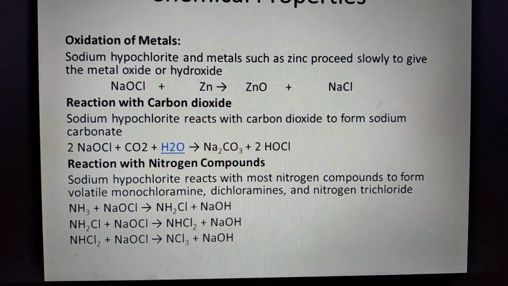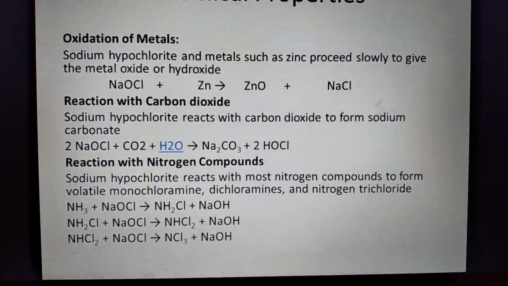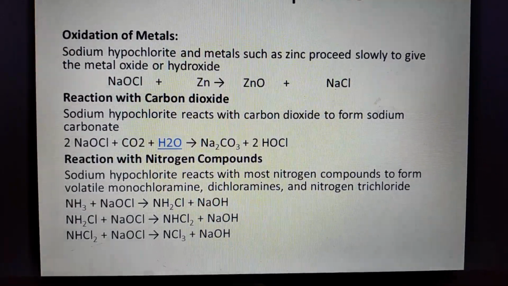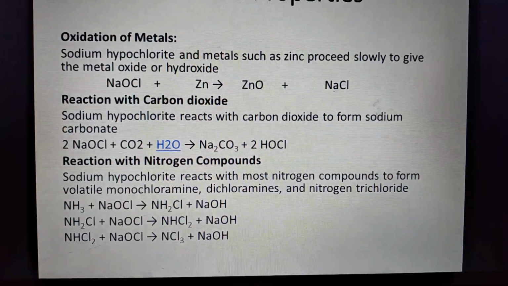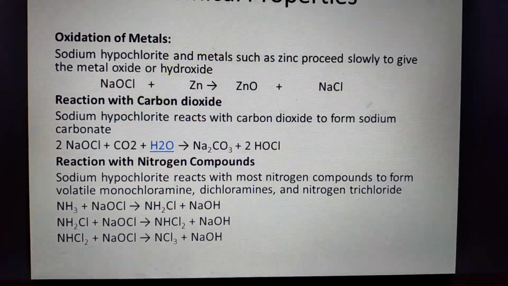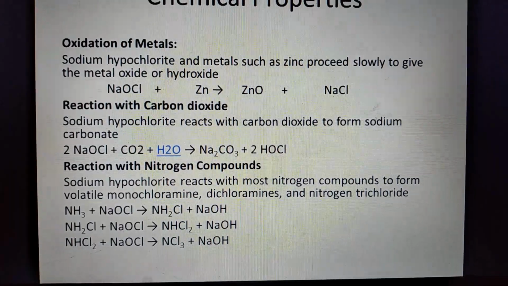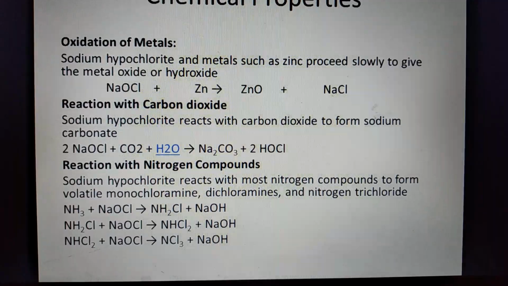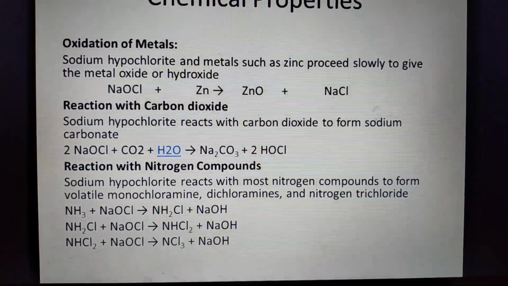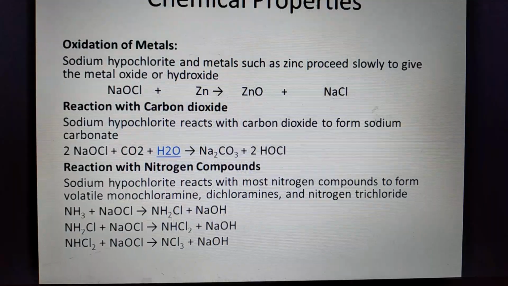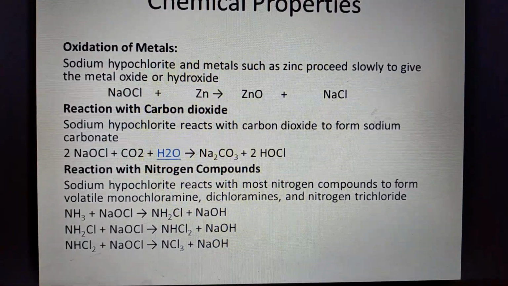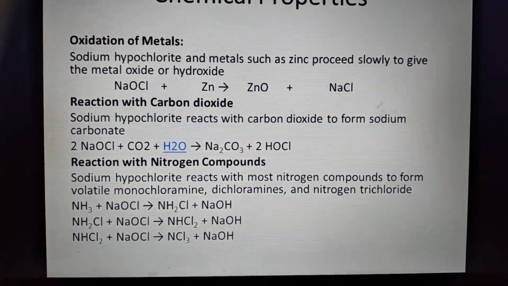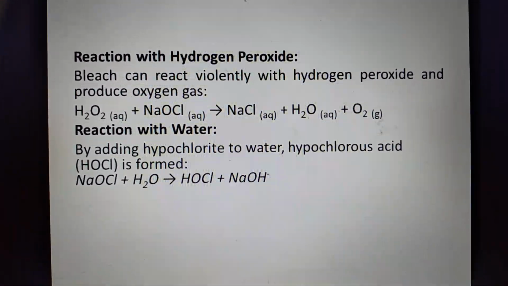Reaction with nitrogen compounds: sodium hypochlorite reacts with most nitrogen compounds to form the volatile monochloramine, dichloramine and nitrogen trichloride. Ammonia reacts with sodium hypochlorite to form chloramine plus sodium hydroxide. Chloramine reacts with sodium hypochlorite to form dichloramine, and then dichloramine reacts with sodium hypochlorite to form nitrogen trichloride.